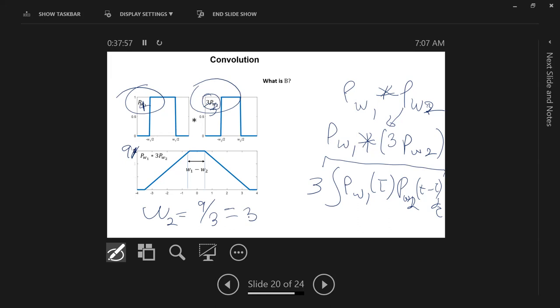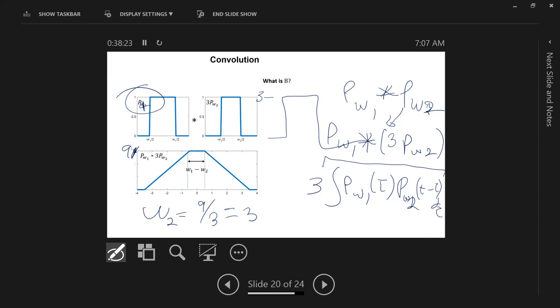Question? Sorry, what is 3 PW2? It's just 3 times PW2. So basically it's the same function, but now it's 3 at the peak. It's just the function multiplied by 3.